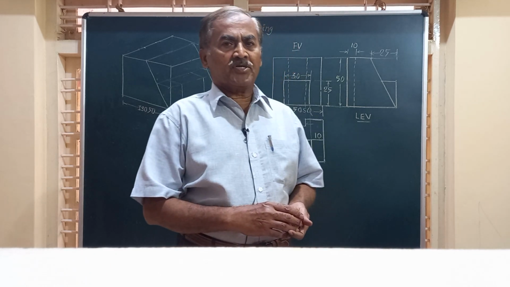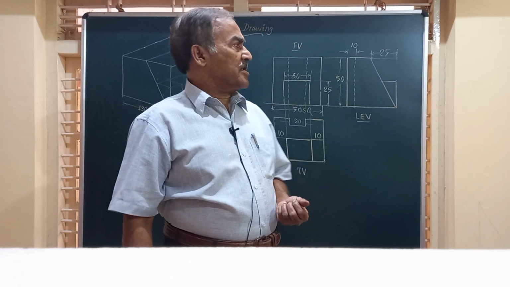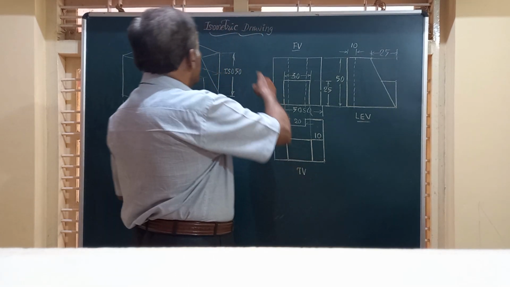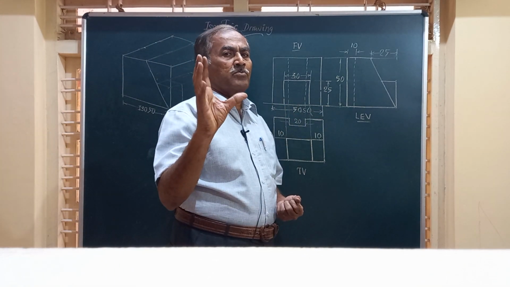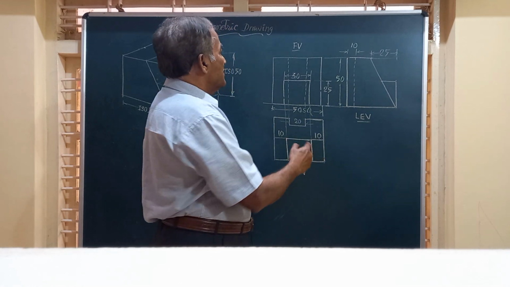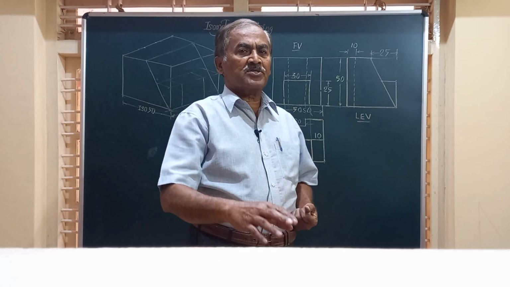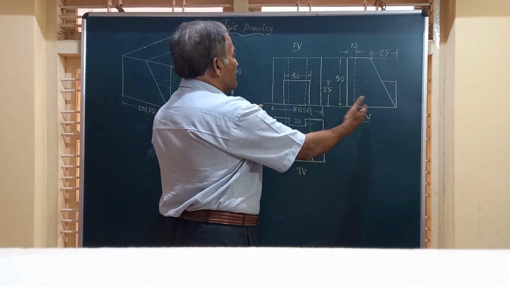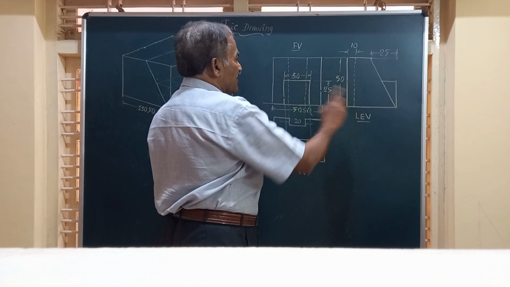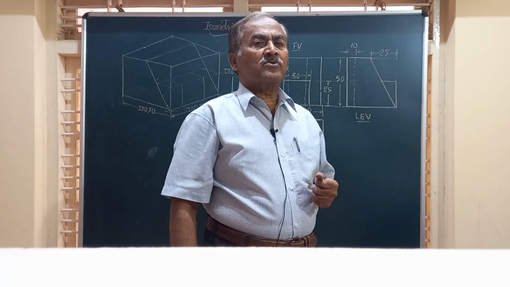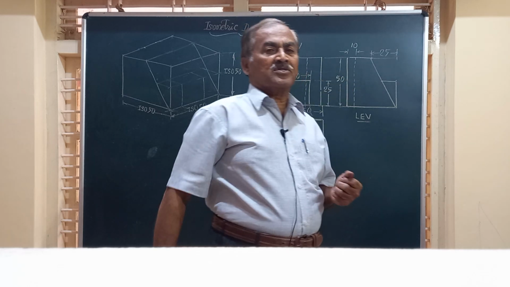Myself, Dr. M.H. Annaya, and in this video, we are required to draw the isometric drawing of a simple block with the dimensions given in the orthographic views. In other words, we are given the orthographic views of a component, that is the front view, the top view, and the left hand view, and we are required to draw the isometric drawing to these dimensions.